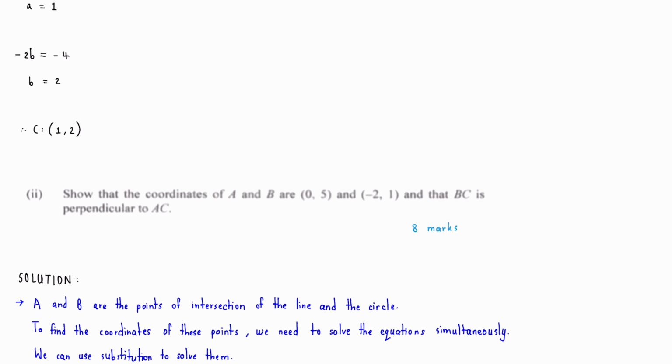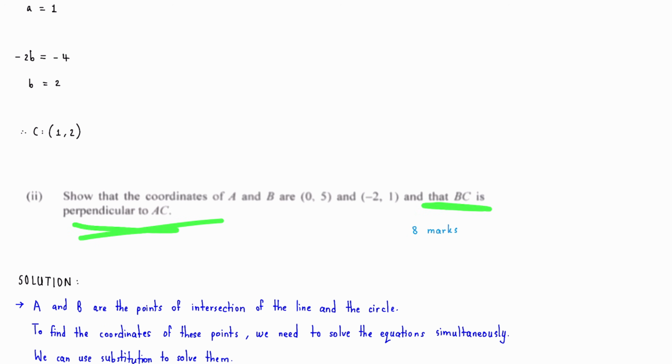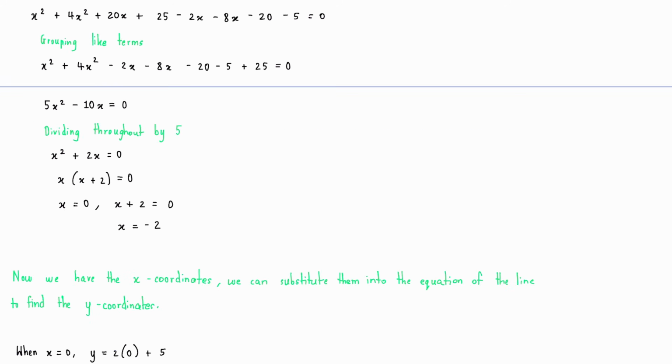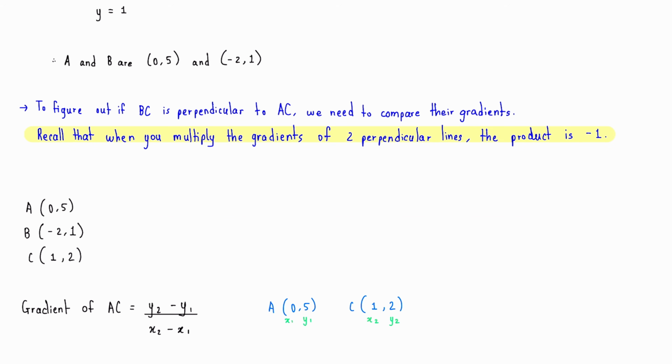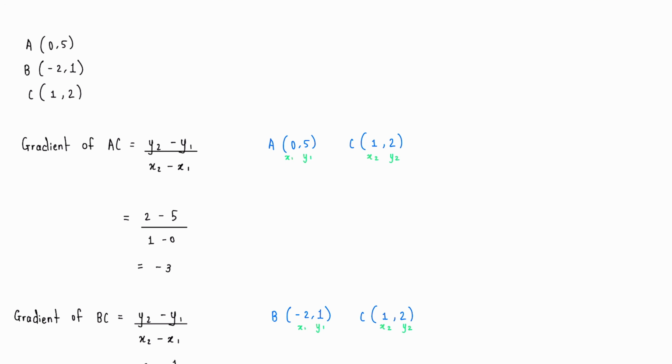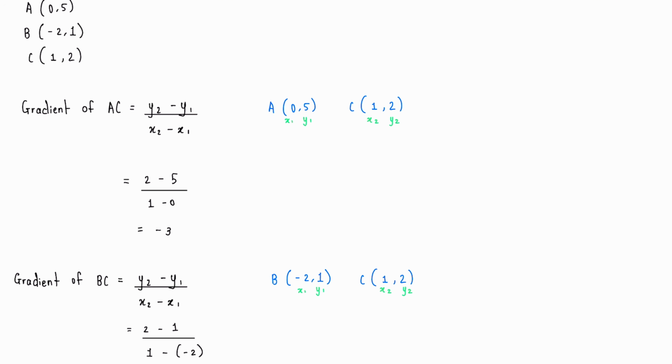Now, remember they asked here, you have to show that BC is perpendicular to AC. Okay? To be able to do that, we need to compare the gradients. Recall what we learned in the beginning. When you multiply the gradients of two perpendicular lines, the product is minus 1. So you would notice m1 times m2 is equal to minus 1. I think it was very close to the first page or something. So yeah, looking at all the coordinates here, we calculated the gradients of AC and BC. We found the gradient of AC. Remember, we're looking at their coordinates. We calculated the gradient by using this formula.